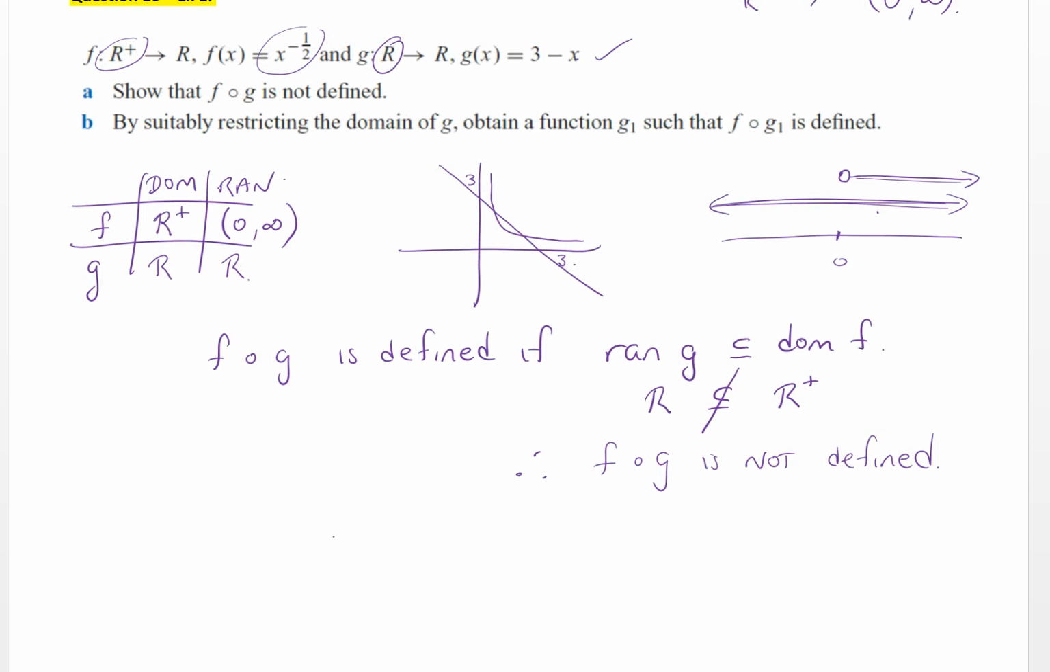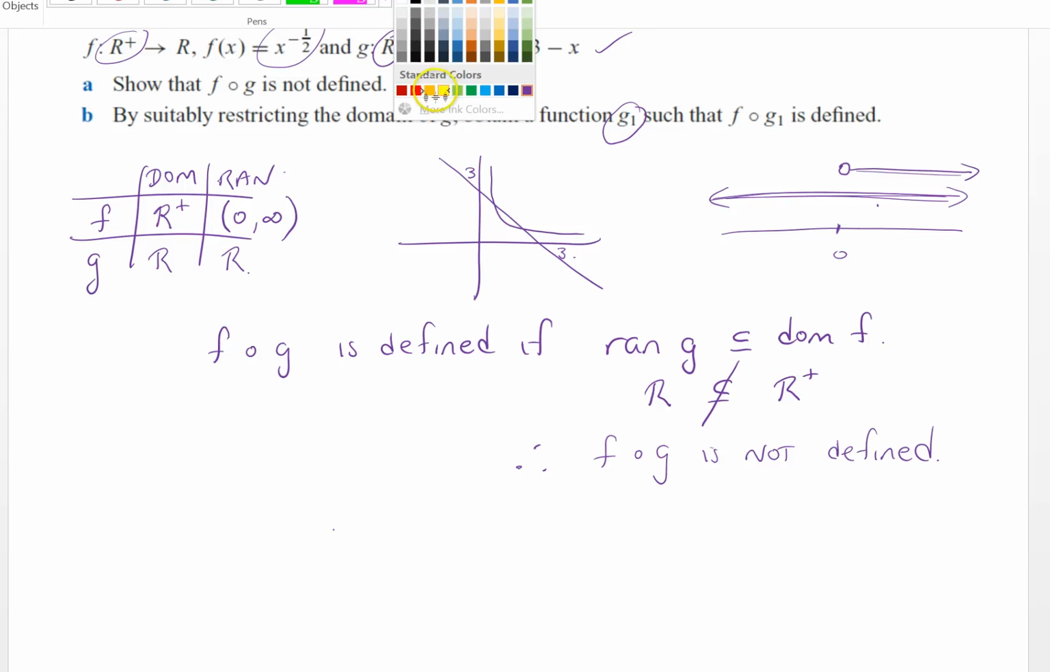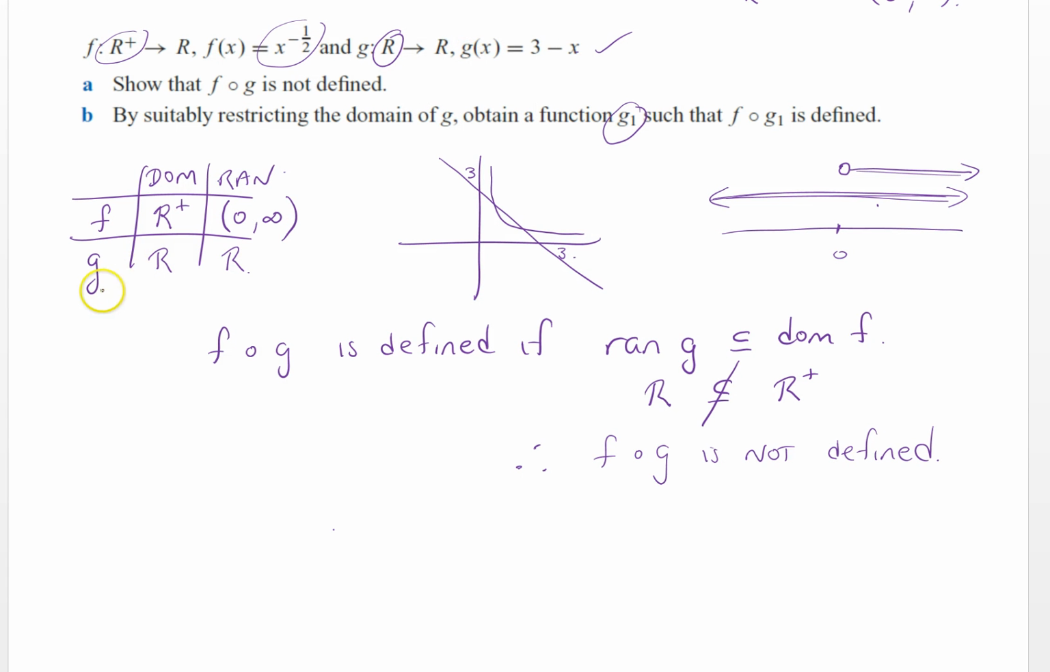Part B, similar to what we did in the previous example, we want to restrict this domain of g, and this time they've called it g1 instead of g star, but it's exactly the same thing, so that this new f of g1 is actually defined. Now remember, for it to be defined, the range needs to be a subset of the domain. So if we create this new row in our table, and this is now g1, we want what we're going to put in here to be a subset or equal to positive real numbers.